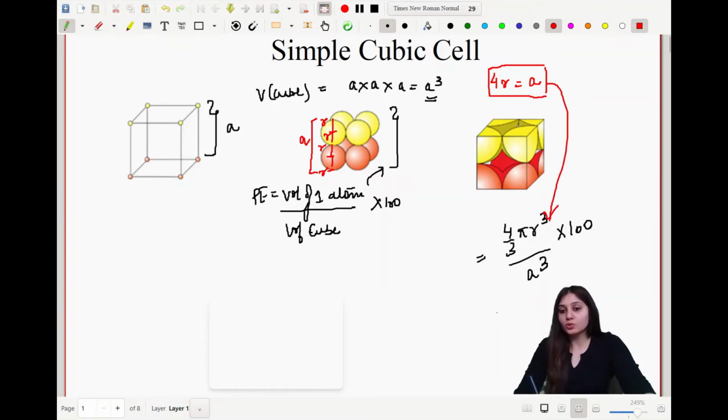So if I just try to solve it further, we have 4 by 3 pi r cube divided by a cube, and instead of writing a cube, I can just write 4r cube, alright, into 100. And if I solve this, I will be getting the value 52.4%, and this is my packing efficiency in case of simple cubic unit cell. So only 52.4% is filled, rest all the space is empty. So for a simple cubic unit cell, packing efficiency is not so high.